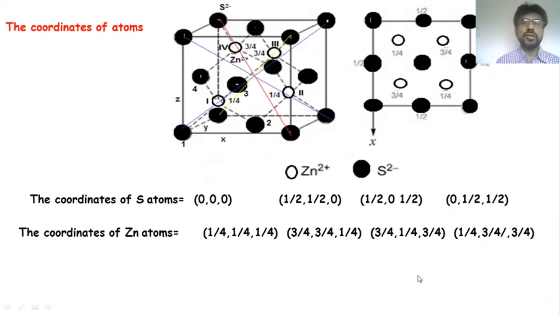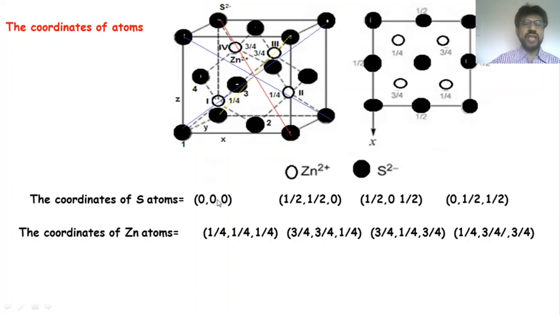Now then, the coordinates of the sulfur and the zinc atoms. Those we have seen in case of the diamond type of structure. Similarly, we can write the coordinates of the Zn and the sulfur atoms. So in this unit cell, this is the corner atom which is at the origin, and if we consider the x-axis, y-axis and the z-axis.